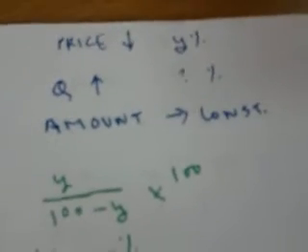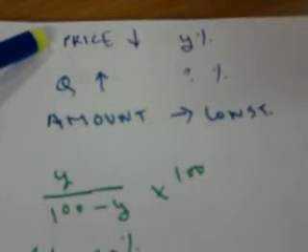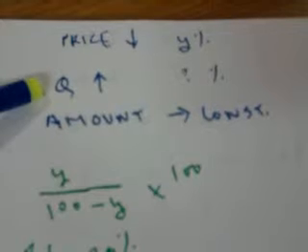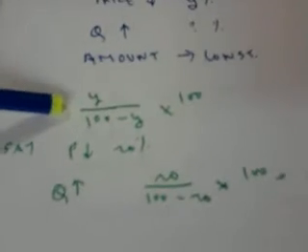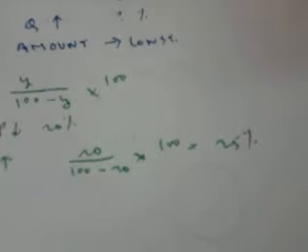This is the second question in this series, which again we are all familiar with. Price of a commodity goes down by Y%. By how much percent should the consumption be increased so that the total amount spent is constant? Again, method 1, using the formula Y by 100 minus Y into 100. Suppose the price goes down by 20%, the quantity that should increase so that total expenditure remains the same is 20 by 100 minus 20 into 100, 25%.